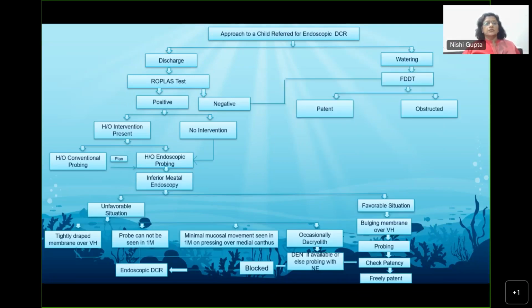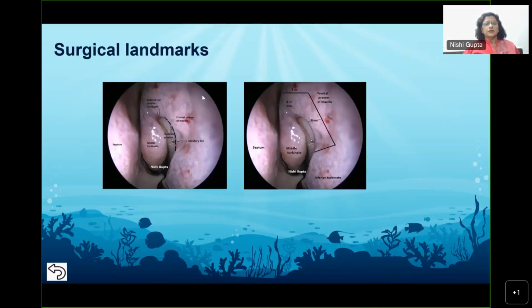Sorry, this is the surgical landmark for endoscopic DCR. This is the left nasal cavity. This is the middle turbinate. That's the uncinate process, and this is the frontal process of maxilla. We all know that this is called the axilla of the middle turbinate, and this is the maxillary line, which lies at the junction of the uncinate process with the frontal process of maxilla.